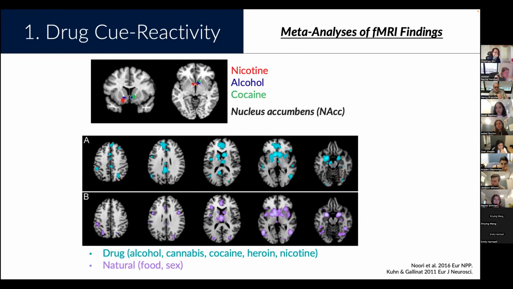And there have been multiple meta-analyses already about the brain regions that respond to this kind of drug cues. One meta-analysis looked at nicotine and alcohol and cocaine. They found that these cues activated the bilateral nucleus accumbens. And another meta-analysis included a few more drugs, and they also compared against the neutral stimulus. They found that the drug cues activate a large network of regions, including the ventral striatum, the medial prefrontal cortex, and the amygdala, which is very similar to the brain response to natural rewards.